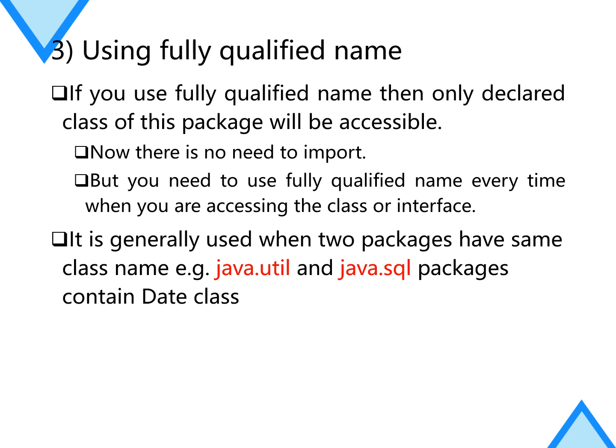It is generally used when two packages have the same class name. For example, the java.util and java.sql packages both contain a Date class. Here the name of the class is the same in two packages, so this method is suitable.